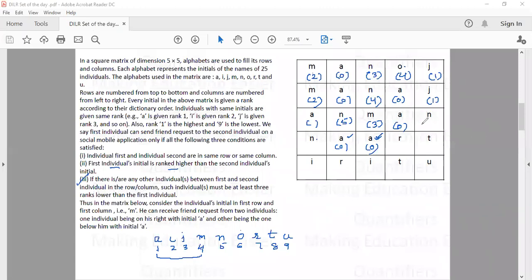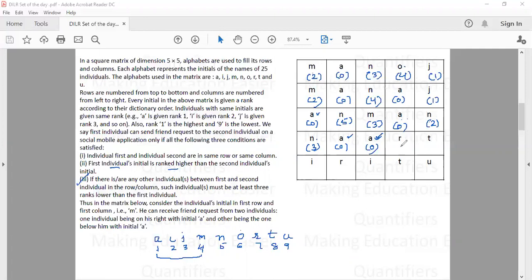Next we have N. Now this N can get the request from A, this one, and J. J is also ranked higher than N. T and U are ranked lower than N. So this N can get the request from only 2 people. Now this N, he can get the request from A. This is 0 here. This N can get a request from this A, and I, right? So these are the 3 people who can send the request to N.